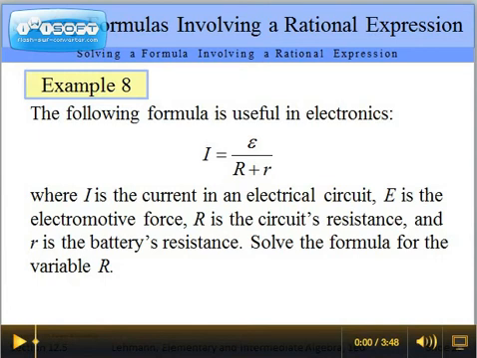Example 8. The following formula is useful in electronics. I equals E (technically a Greek letter) all over big R plus little r, where I is the current in an electrical circuit, E is the electromotive force, R is the circuit's resistance, and little r is the battery's resistance. I want to solve this formula for R. In other words, I want to have R equaling the remainder of the letters.